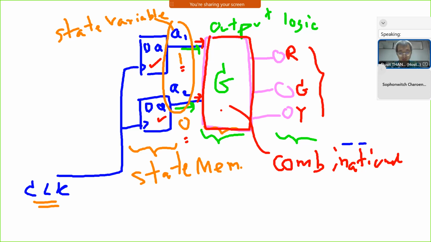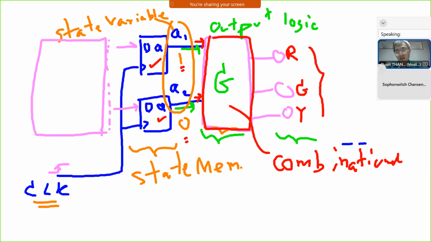One more circuit. When the clock ticks, the flip-flop will read data from its input D, right? Where does the input come from? Yes, it needs more circuit. In this case, let's call it circuit F. Circuit F will generate the value for input D.